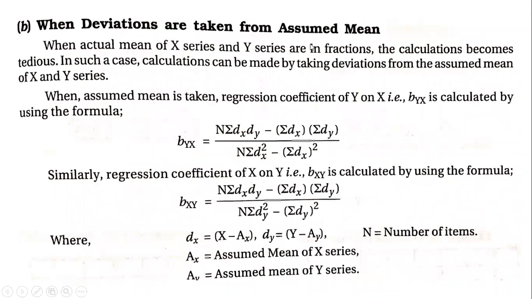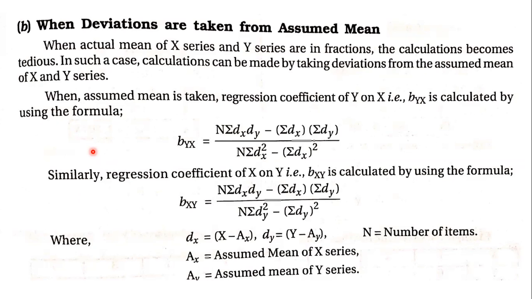Now, in which case will we consider the assumed mean? The assumed mean will always be considered whenever the actual mean has decimals or a fraction. So if your x bar is not a whole number and you're getting any decimal points in that, then in that case you have to go for the assumed mean.